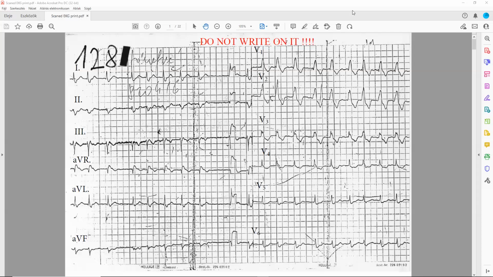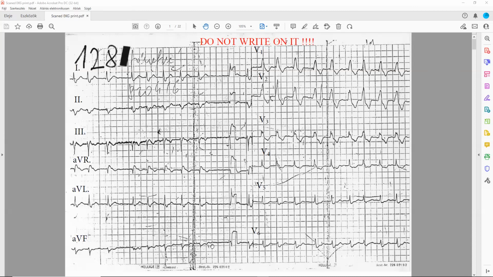Okay, so what is the first thing that we have to look at? Whether it is regular or irregular? Exactly, whether it's rhythmic or not. What do you think? It's not rhythmic.